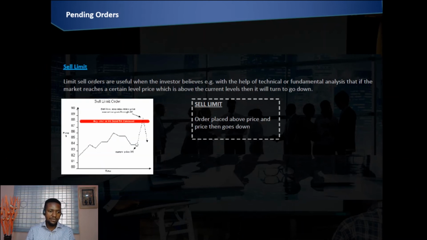Sell limit orders are useful when the investor believes, with the help of technical or fundamental analysis, that if the market reaches a certain level price, which is above the current level, then it will go down. So this is like expecting the market to hit a resistance line and turn back down, while buy limit is like expecting the market to hit a support line or a trend line and turn the other way around. So let me show you what sell limit looks like.